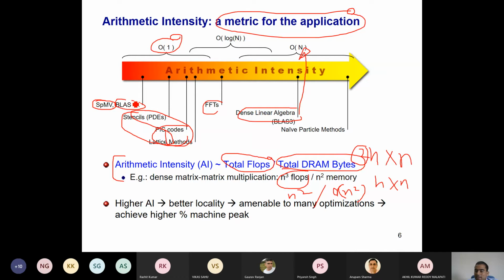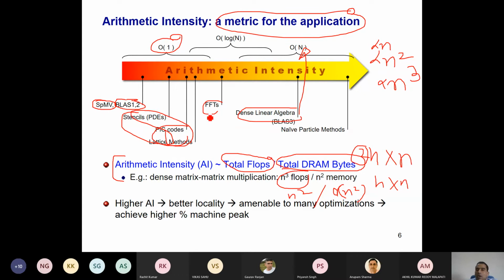Now, what is BLAS? BLAS means basic linear algebra subroutines. They have divided the subroutines in terms of how much computation we need to perform. BLAS 1 means we need to perform computations proportional to n. In BLAS 2, we need to perform computation of order n square. And in BLAS 3, we need to perform computation of order n cube. So all those algorithms where computations are proportional to n cube, we call them BLAS 3.